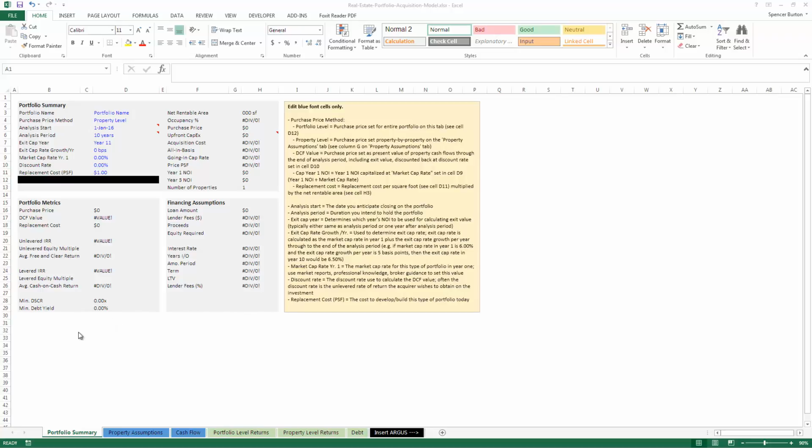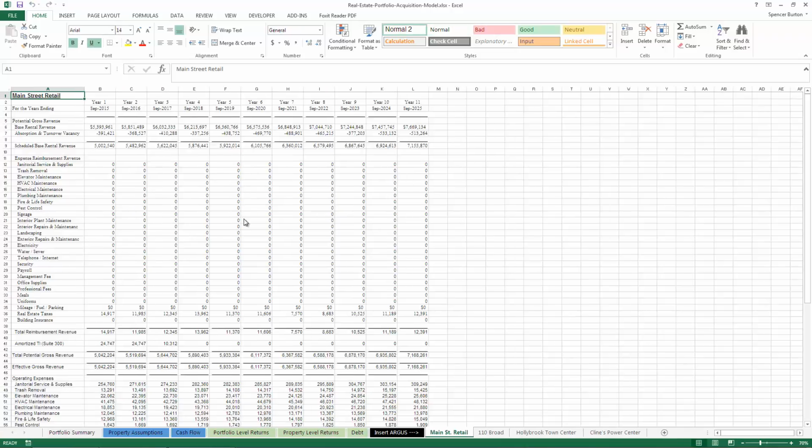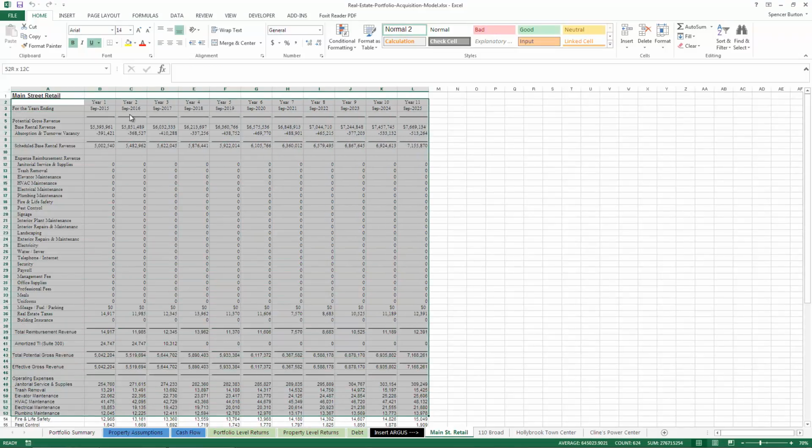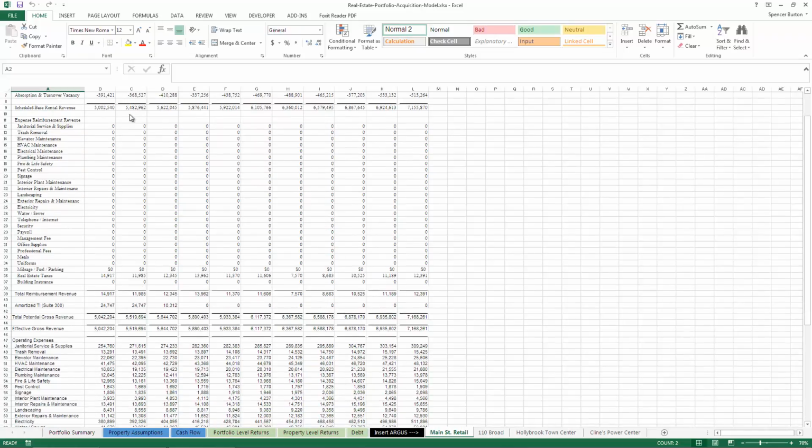I have that in my other screen. Let me do that right now. 1, 2, 3, 4. So I pull these tabs in here. And now we have 4 properties. The first here is Main Street Retail, and you'll see here, this is just the export from Argus.